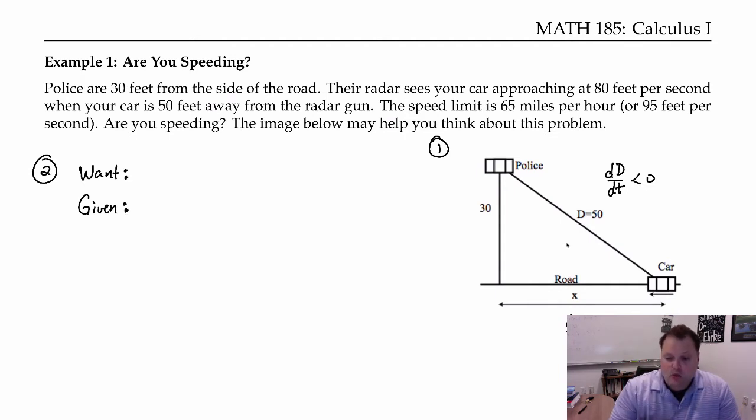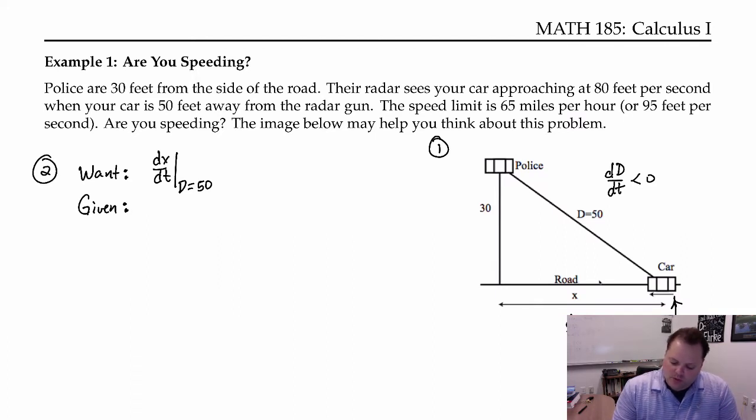So the rate that I want to determine is my rate along the road. So this rate right here, I want to know dx/dt at a specific time, and it's at the time that d is 50. So in other words, at this moment in time, what is my speed along the road? Right? Now, what are we given?